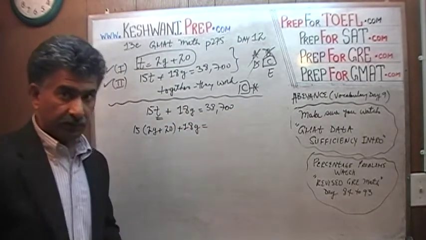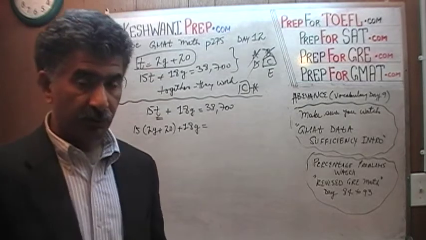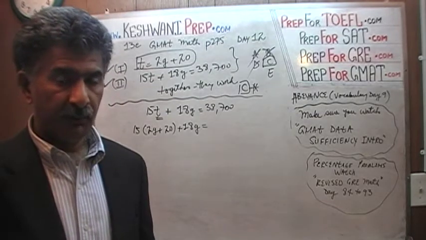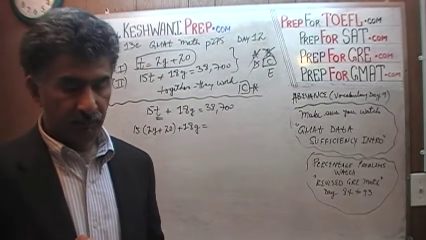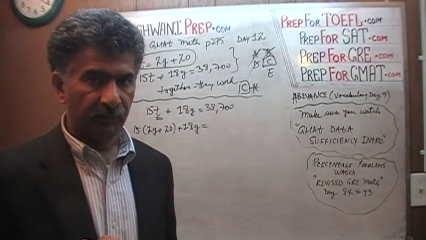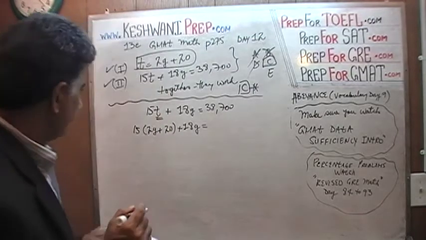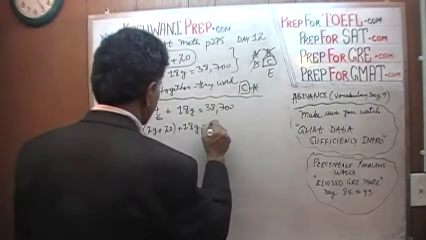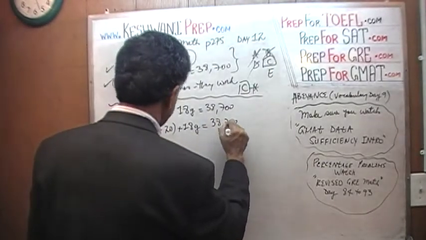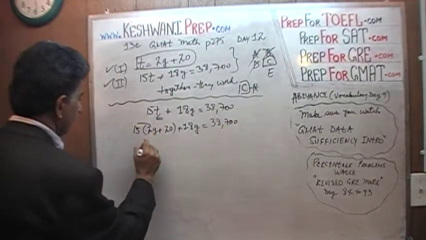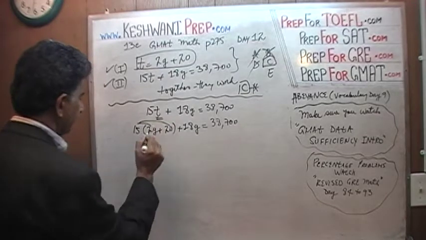The good thing to do right now for you would be to actually pause the video and do it yourself. Solve the entire equation by yourself and then compare the work that you do by yourself and the work that we do together. That's how we learn. So it equals 28,700. When we open the parentheses, we get 30g. Here we get 15 times 20.